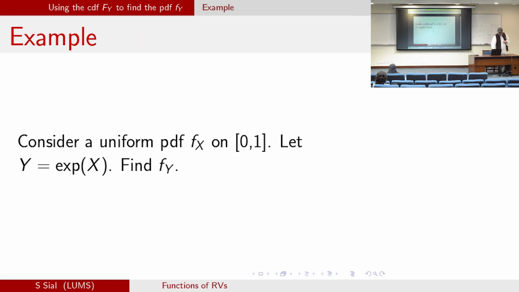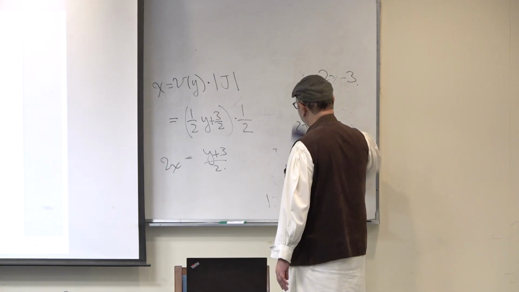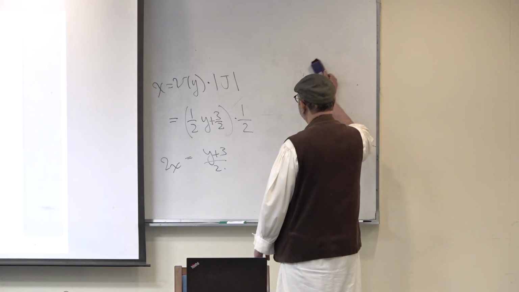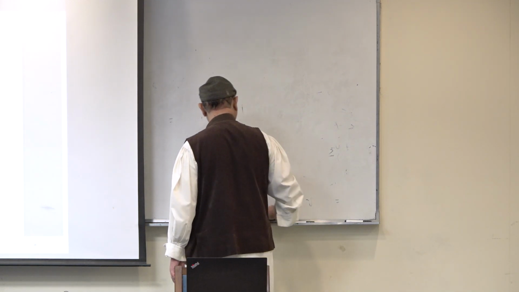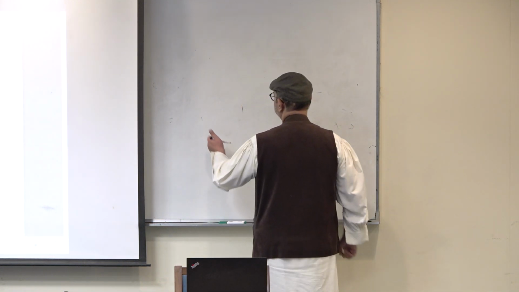Let's do a particular example. We have a uniform PDF. So f sub x on 0, 1. Okay? So x is uniform on 0, 1. So what value does it take? It's uniform. It means it's constant from 0 to 1. And outside of the interval 0, 1, it is 0. And it has to integrate to give you 1, right?